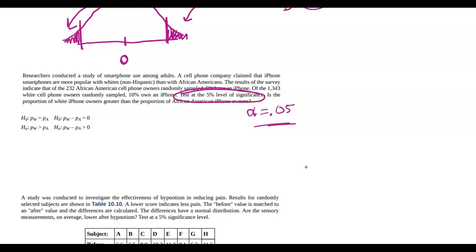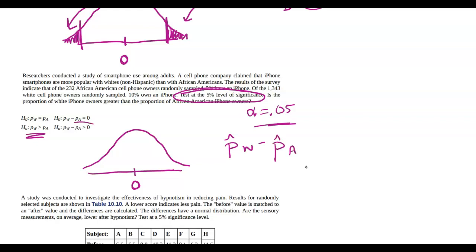And so notice how the hypotheses here are set up. Again, on this distribution, I do set that difference in the middle to be 0. I do have some information here for me to find two sample proportions and subtract them from each other. And then I want to do a right-tailed test. So I can reject this if that difference is in the rejection region.